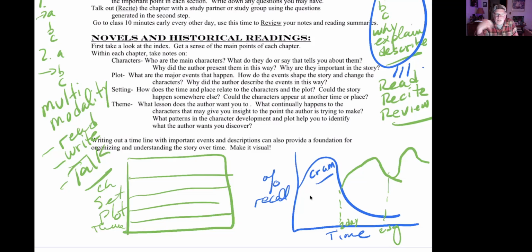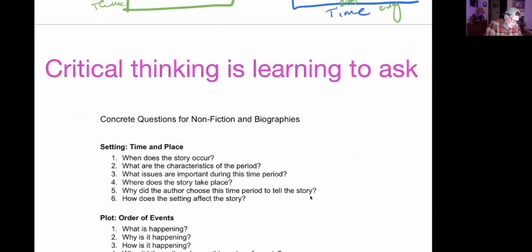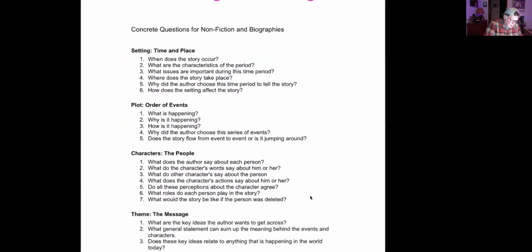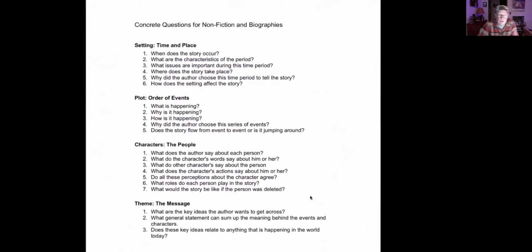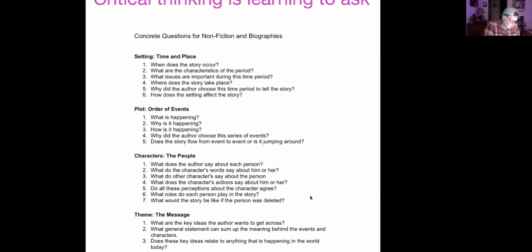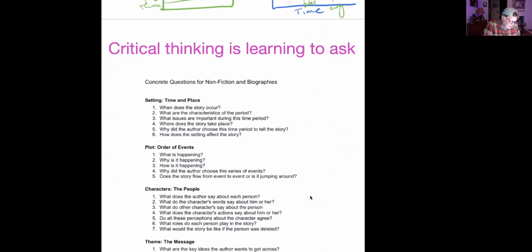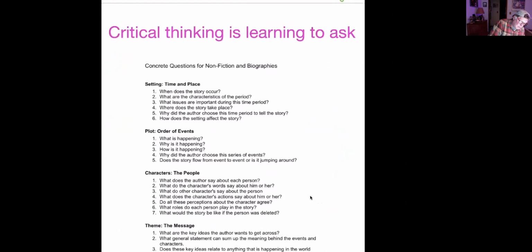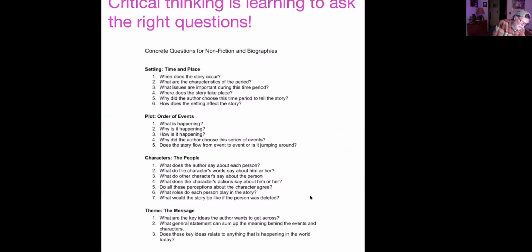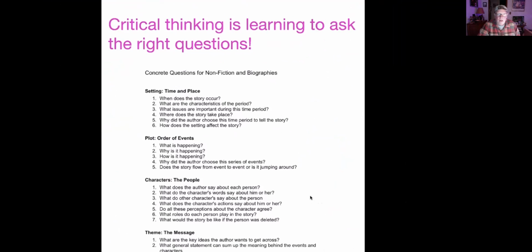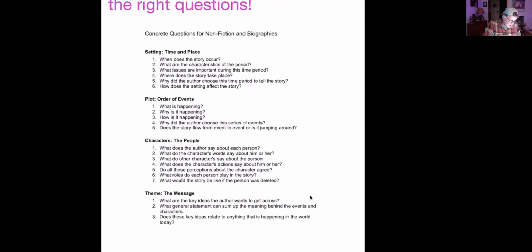And so what I'd like you to start to think about is asking questions as you're reading the nonfiction or the biographies, okay? And here are some of the questions. The reason why is because critical thinking is learning to ask the right questions, right? That's what you want to be doing with critical thinking. And so you have to practice asking the right questions, okay? Setting, it's the time and the place. Don't just write down the time and the place, but when does the story occur? How does the setting affect the story?